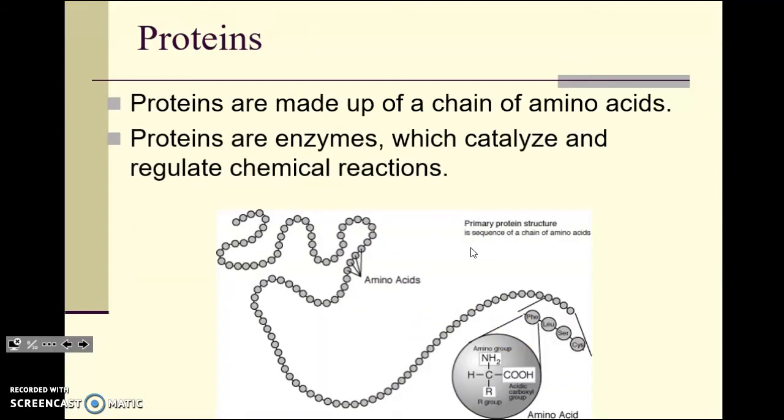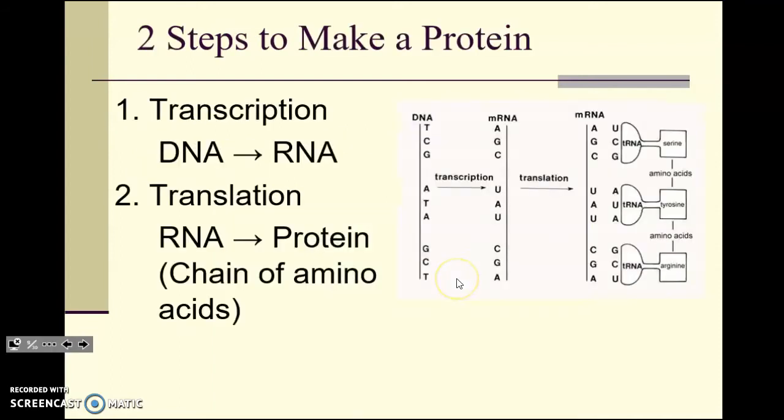Proteins are made up of amino acids. We've talked about that multiple times, so you should know that now. And we talked about enzymes when we talked about proteins. So enzymes are proteins, remember, and they're catalysts that speed up reactions in your body. So that formation of those proteins is established inside your cell, in each individual cell. So that's what we're talking about today.